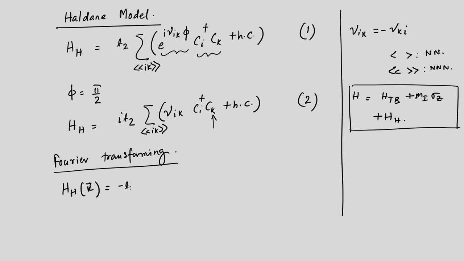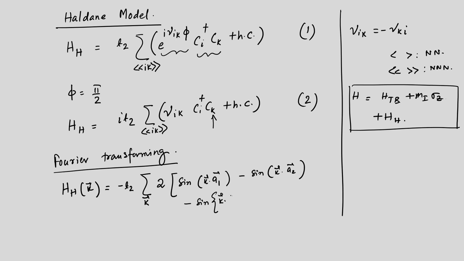This is equal to minus T2 and then the sum over k and twice of sine of k·a1. I'll show you what a1 and a2 are. Sine of k·a2 and minus sine of k. So this is k·(a1 minus a2).